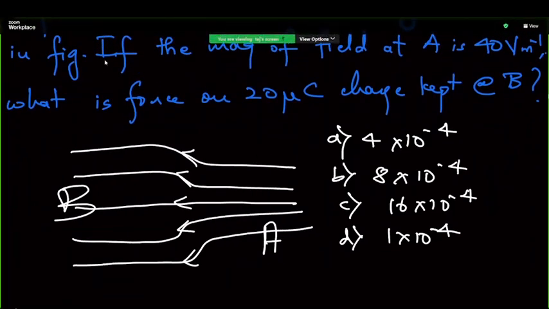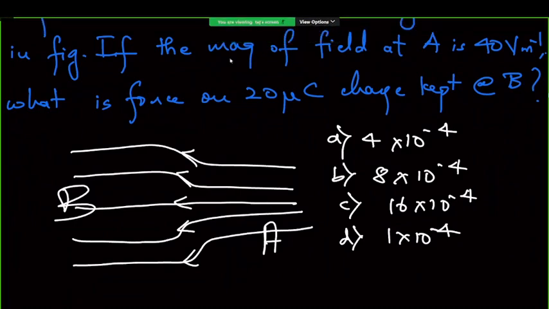Now statement number two says the magnitude of the field at A is 40 volt per meter. One minute, let me make a note of that. They've given me something, so that's important for me, so I write that. Here the value is given to me as 40. The question only tells me that. What is the force on a 20 microcoulomb charge kept at P?